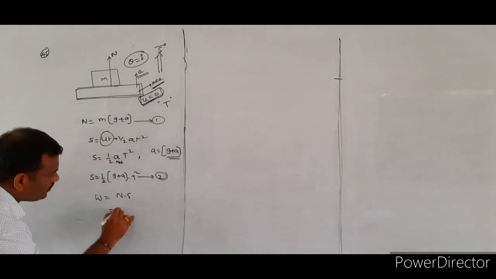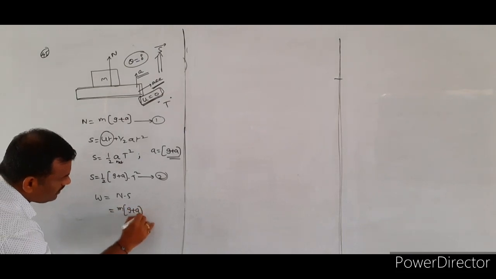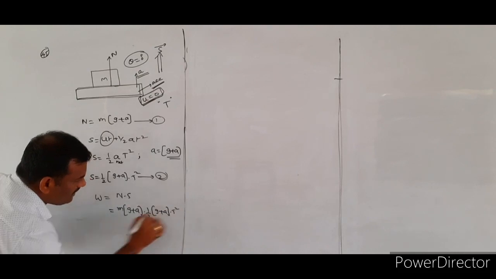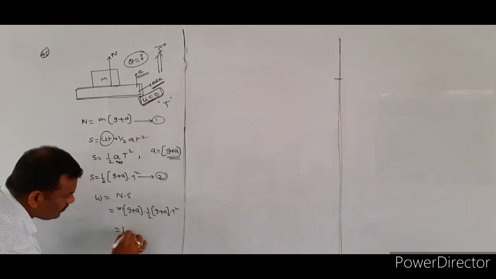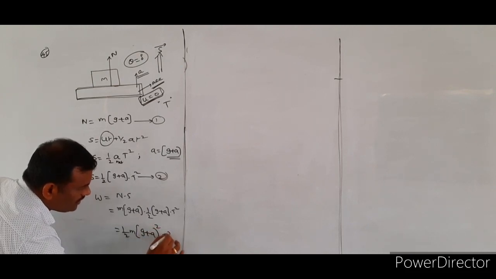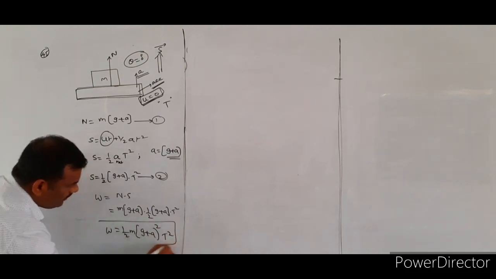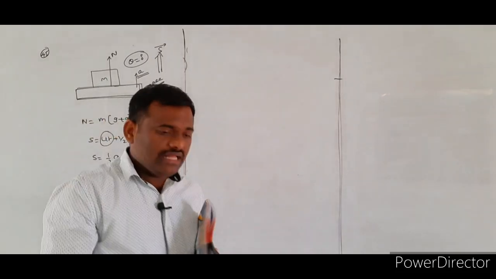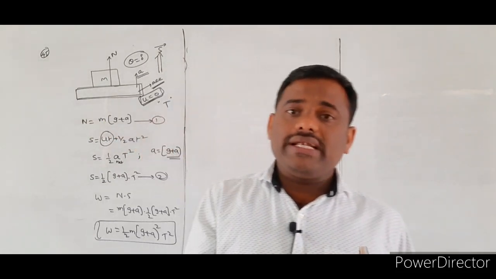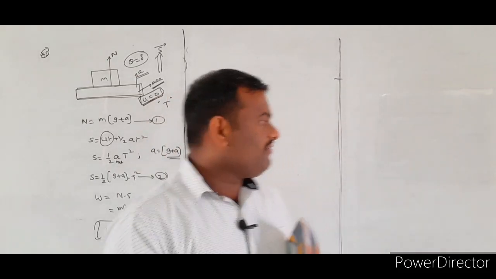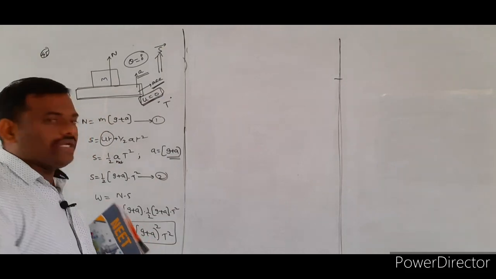So what is the N value? M into (g plus a). S value is half into (g plus a) into T square. Therefore, work done is half into M into (g plus a) whole square into T square. So these are very important conceptual questions. First we have to understand the normal reaction, and we have to understand the displacement covered by the object in a time of T seconds. So that is half into M into (g plus a) whole square into T square.